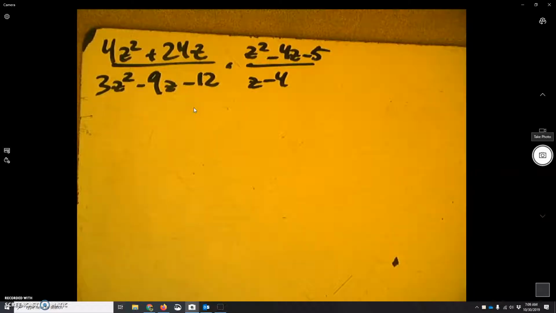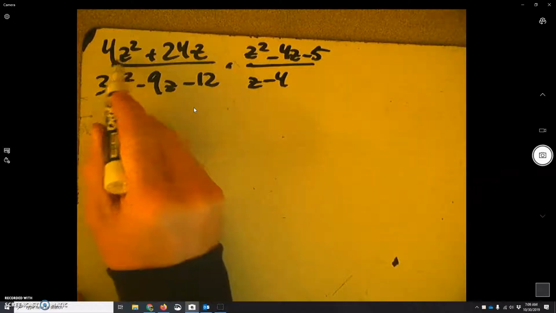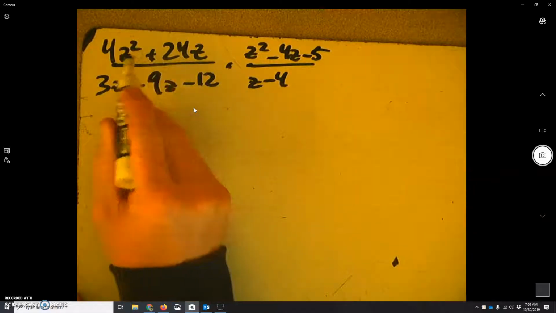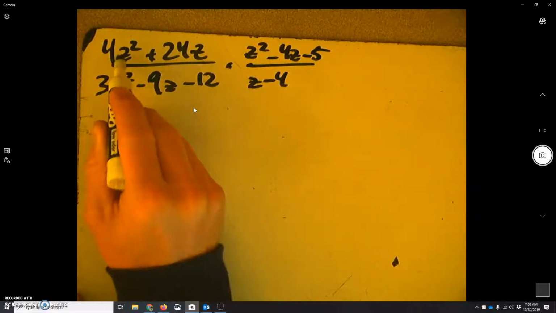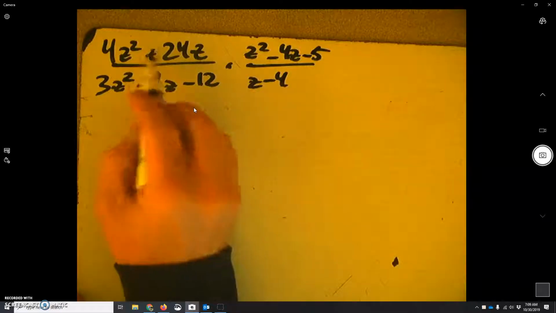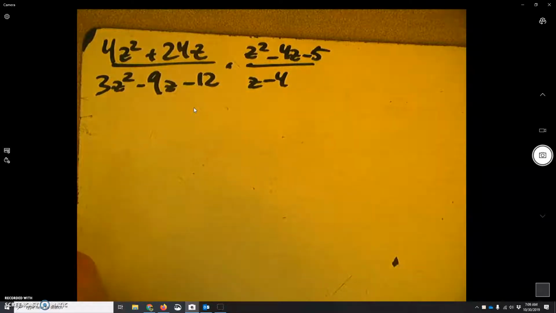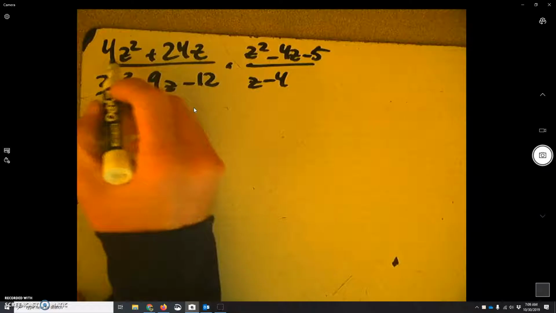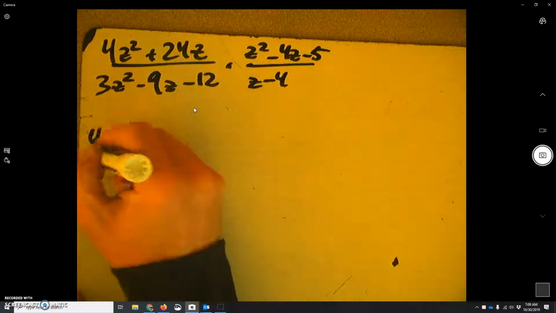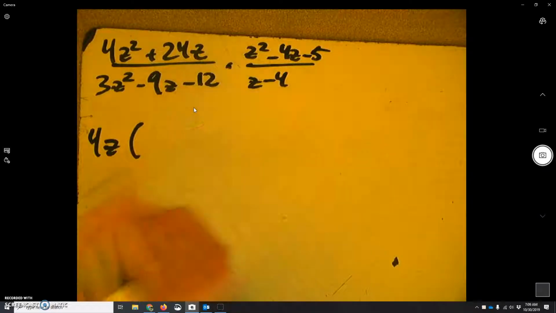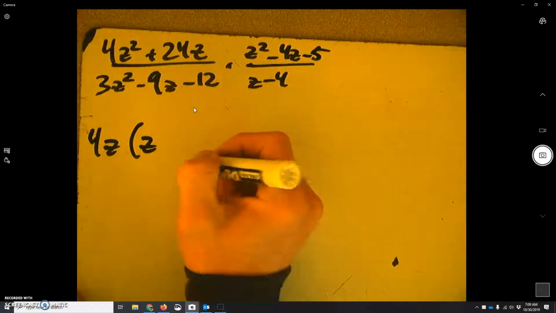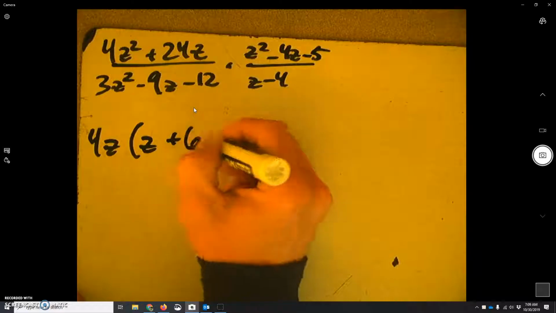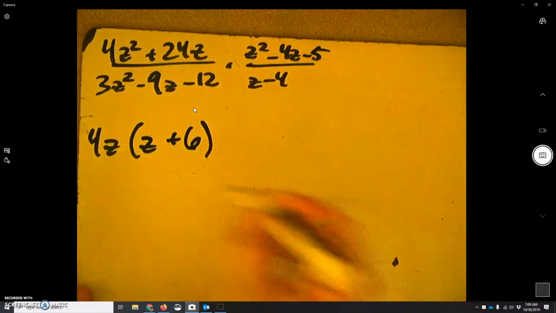Okay, so I'm going to factor the top. Always look at the first term. Actually, there's 2 terms here, right? So you want to see if they're both perfect square roots. This is a perfect square root, the 4z squared. 24z is not, and it's not a difference. So we can't do differences of 2 squares. But we can pull out a 4 and a z. So 4z on the outside, what's left over? 4z times what is 4z squared? That is z. 4z times 6 equals 24z.